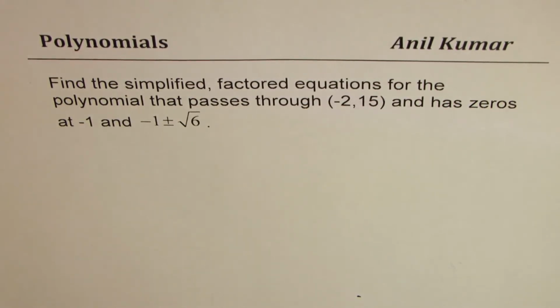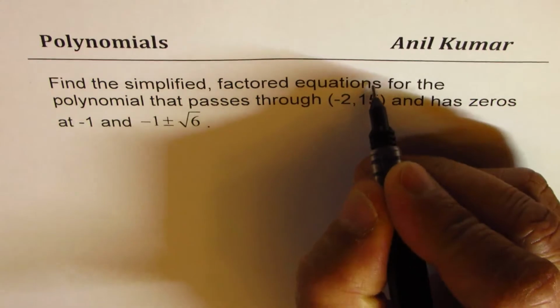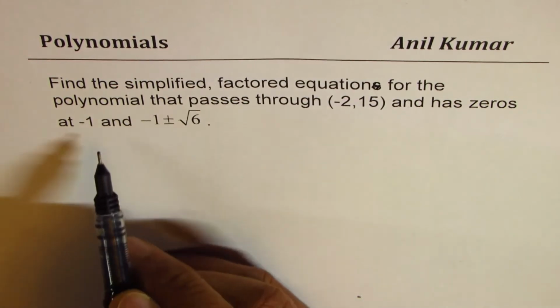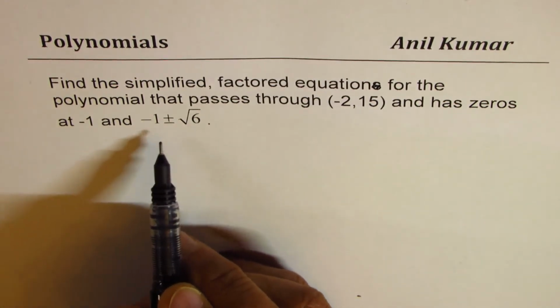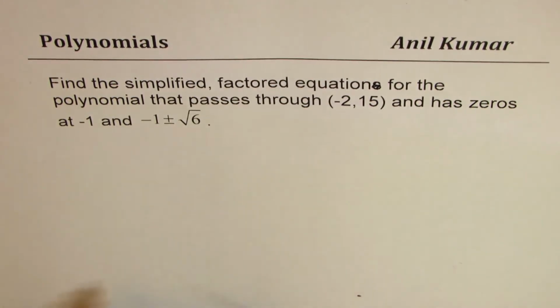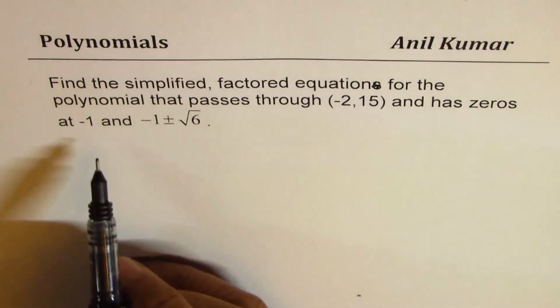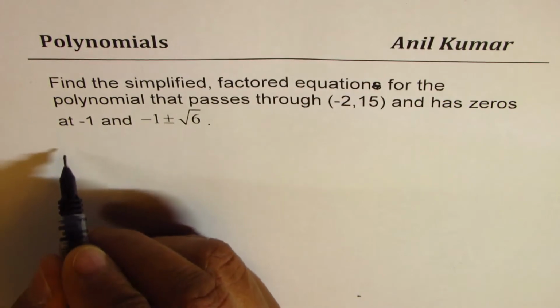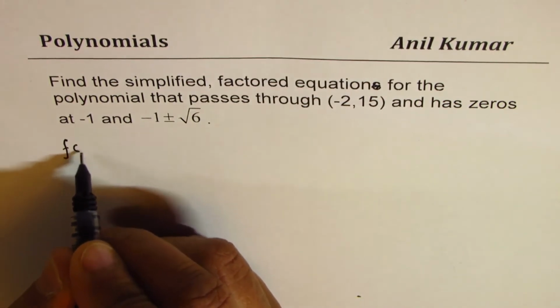The question here is, find the simplified factored equation for the polynomial that passes through (-2, 15) and has zeros at -1 and -1 plus or minus square root 6. Well, we are actually given three zeros. So a simplified factored form will be kind of like this.